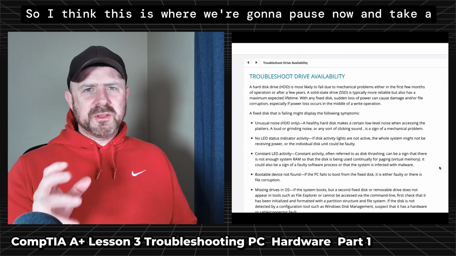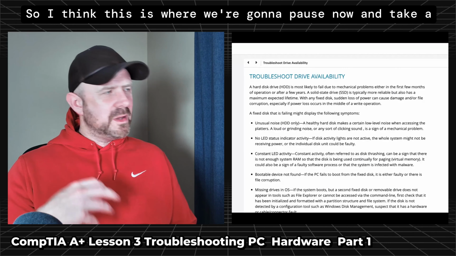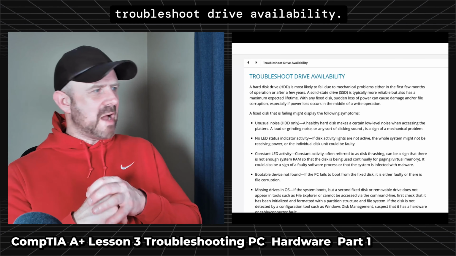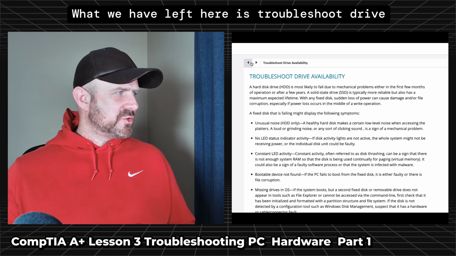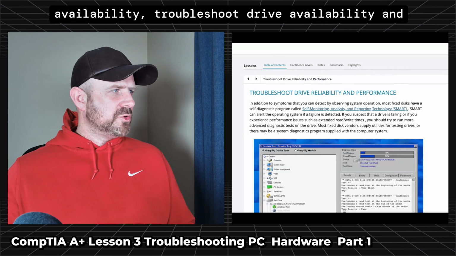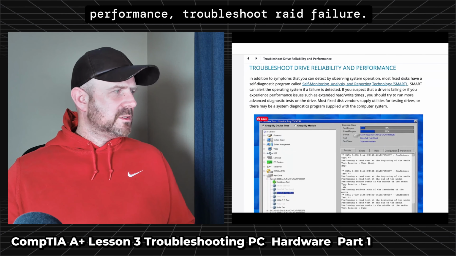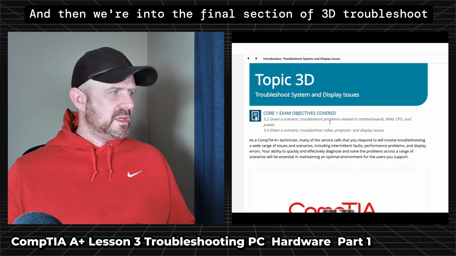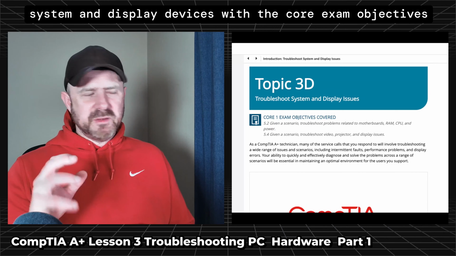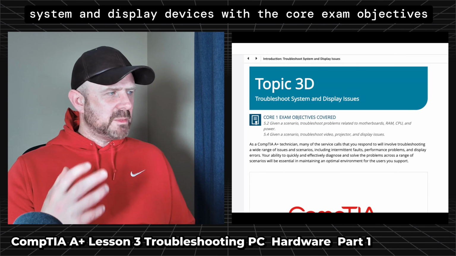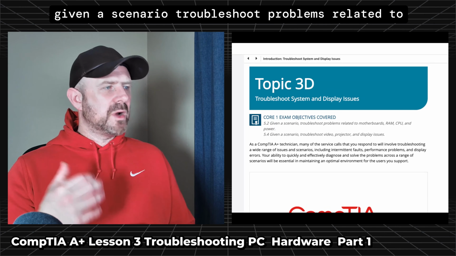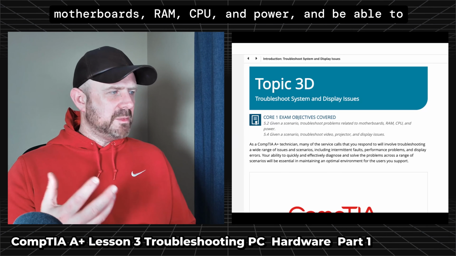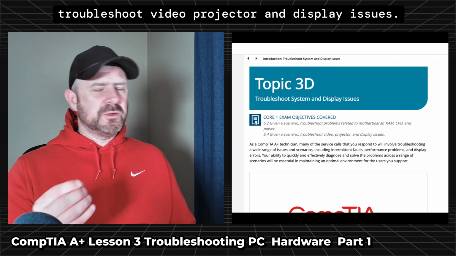So I think this is where we're going to pause now and take a break from the troubleshooting right at the point of troubleshoot drive availability. What we have left here is troubleshoot drive availability and performance, troubleshoot RAID failure, and then we're into the final section of 3D, troubleshoot system and display devices, with the core exam objectives: given a scenario, troubleshoot problems related to motherboards, RAM, CPU, and power, and be able to troubleshoot video, projector, and display issues.